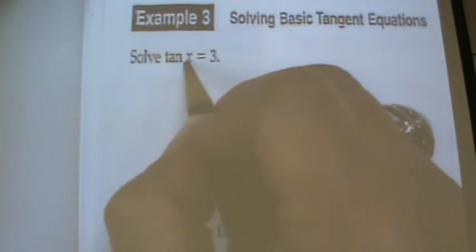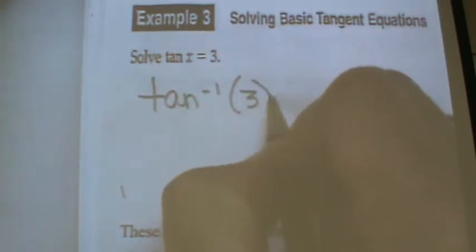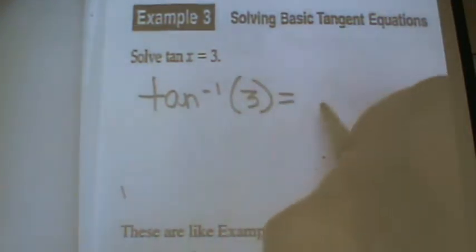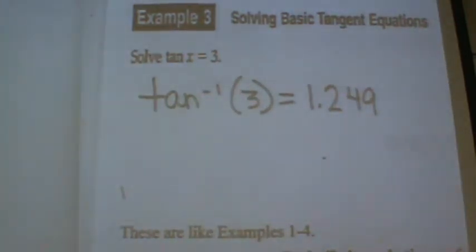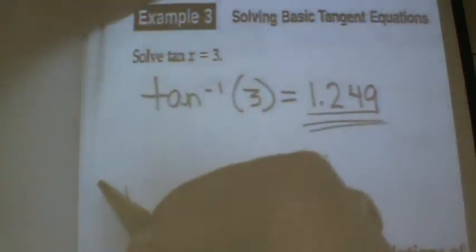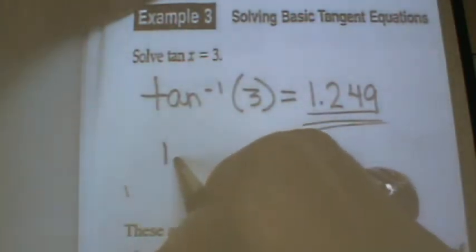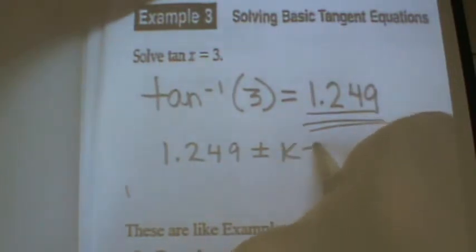Okay, let's do tangent. Anyone have an idea what you're going to do to find this angle? Inverse tan 3. I need a reference angle. 1.249. That's what you should get. Did anyone not get that? So hit second tan 3, and you should get 1.249. Now it's positive, so that is one of our answers. So it's going to be 1.249. And now what you could do is cheat and just write plus or minus k pi and you're done.